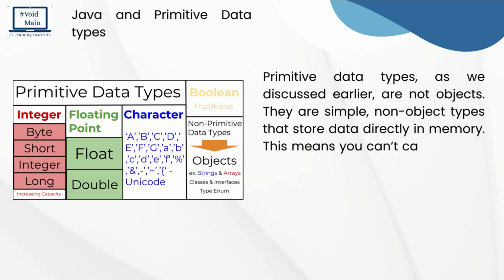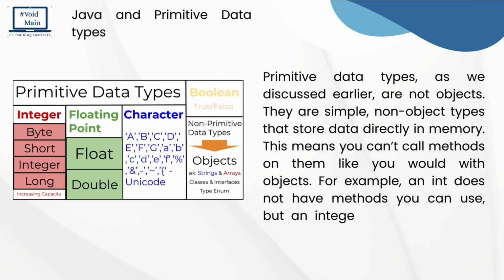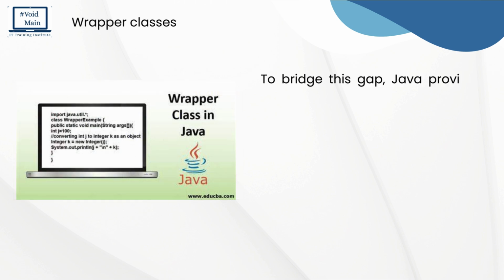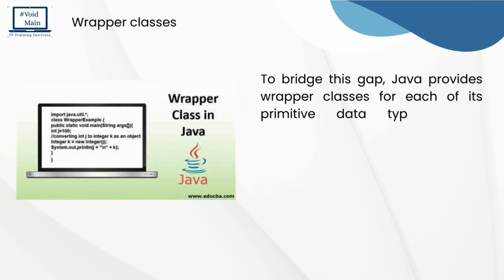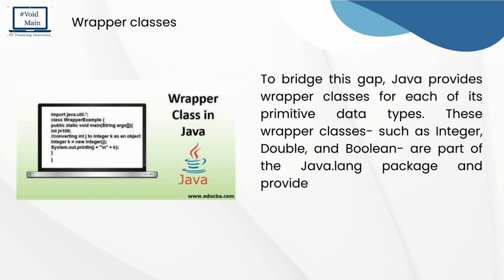This means you can't call methods on them like you would with objects. For example, an int does not have methods you can use, but an Integer object, which is a wrapper class for int, does. To bridge this gap, Java provides wrapper classes for each of its primitive data types. These wrapper classes, such as Integer, Double, and Boolean, are part of the java.lang package and provide methods that allow primitives to be treated as objects.